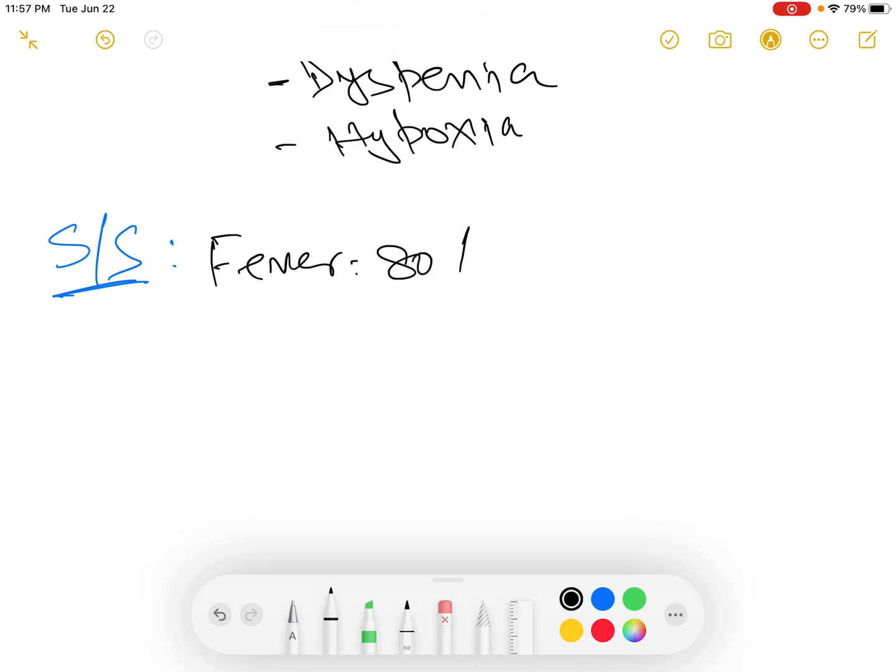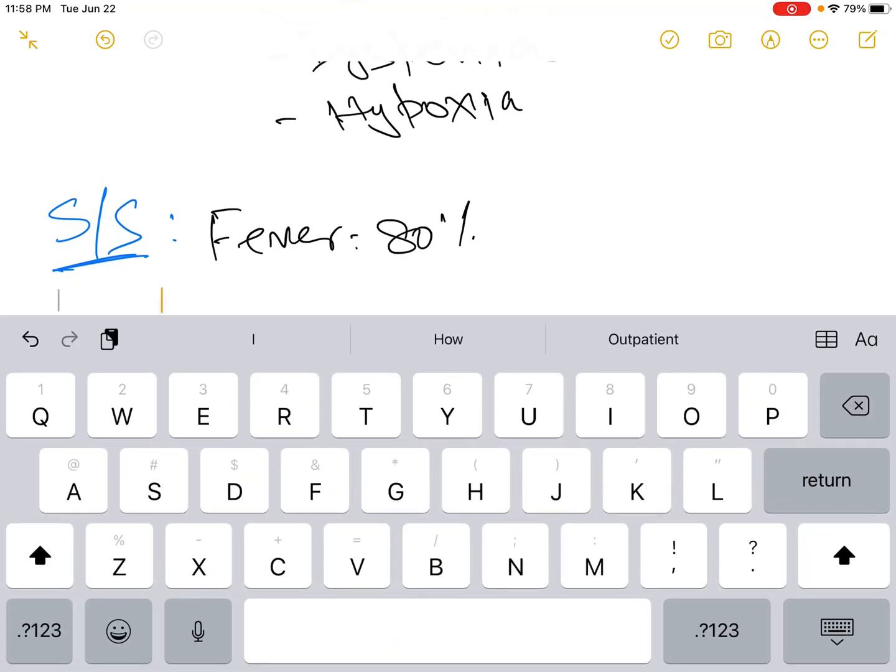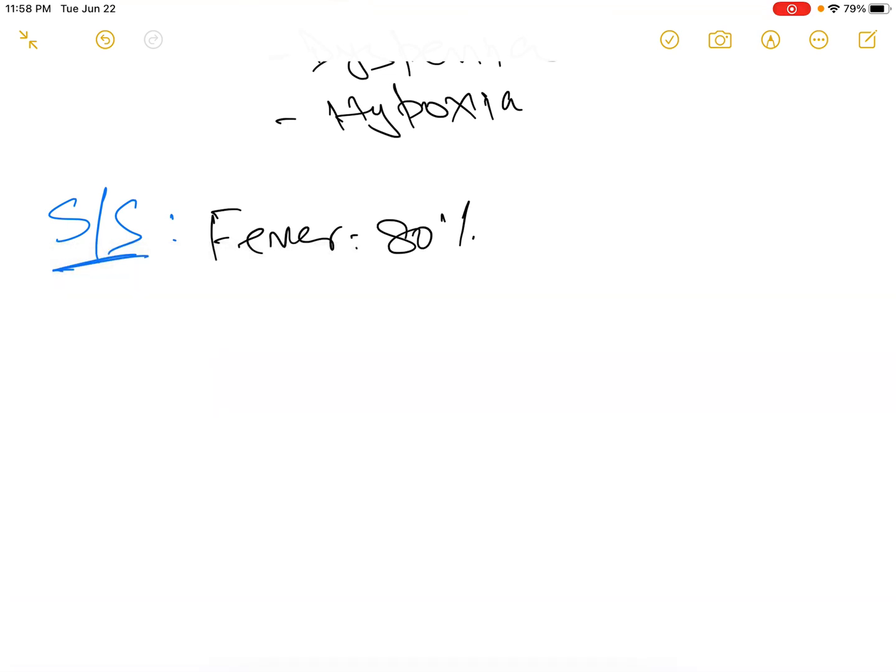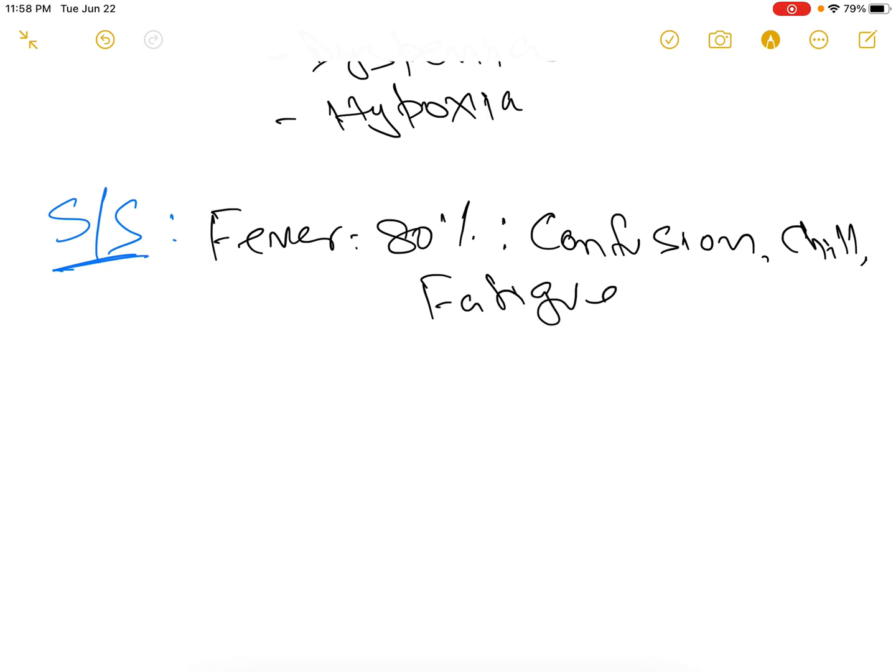Roughly 80% of the patients will have a fever. But fever is more common among young or healthy people. The older people usually don't have a fever, but they may have confusion. They may have chills. They may have fatigue. They have more non-respiratory symptoms in older people.